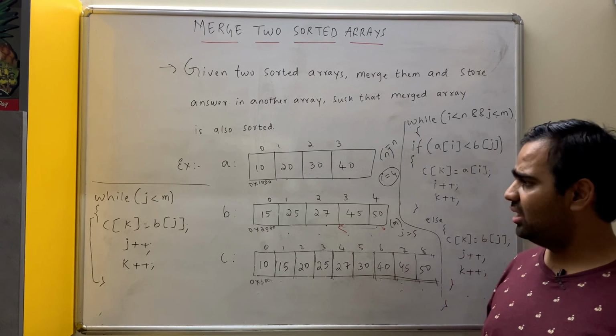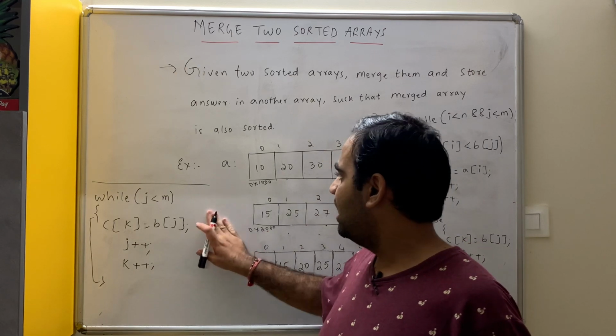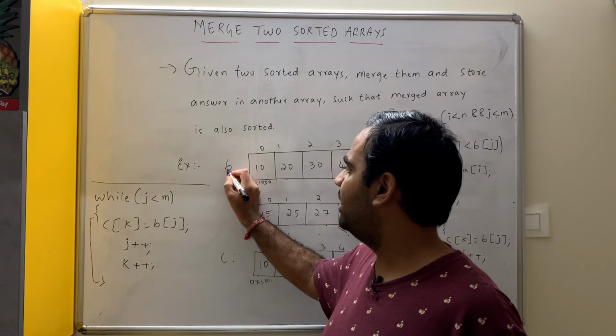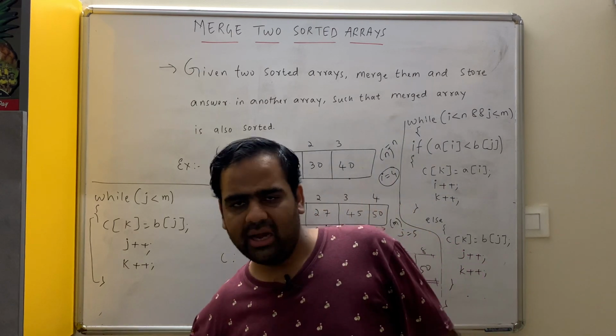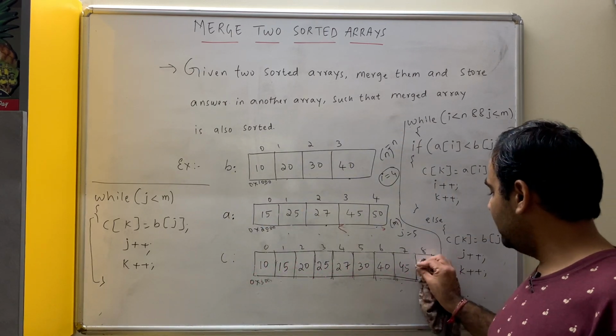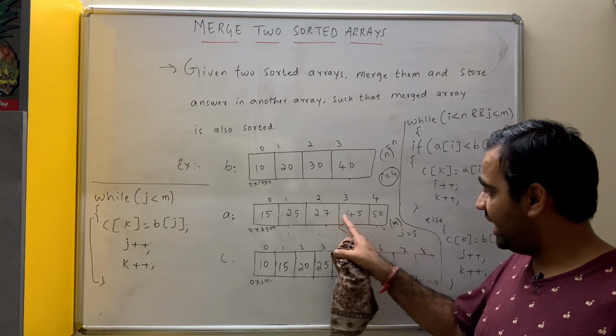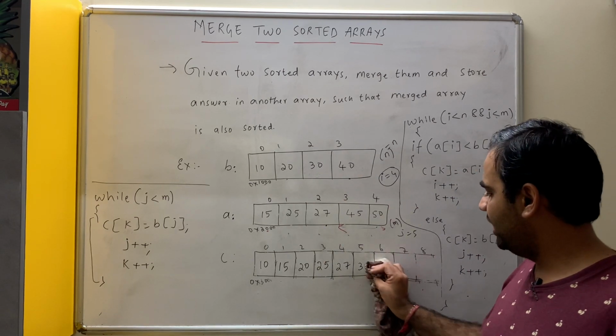Now let us see the other case. What could be the other case? I could have said this as array B and I could have said this as array A. Alright, it might be possible. Now the size of array A is greater than the size of array B. Now what will happen?